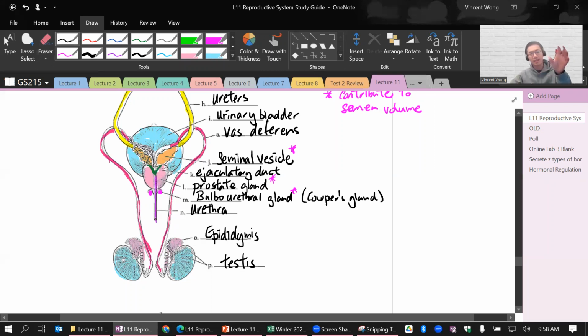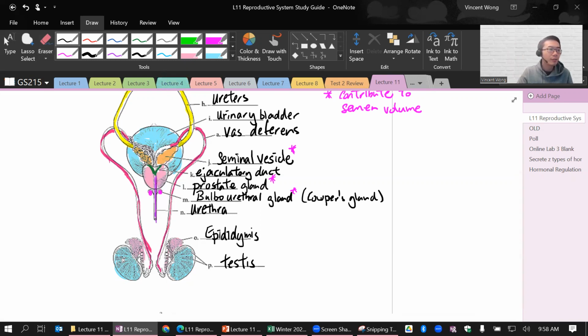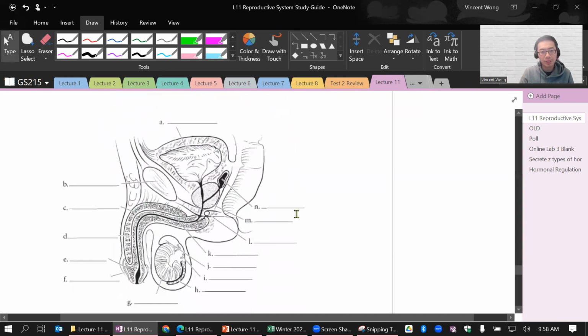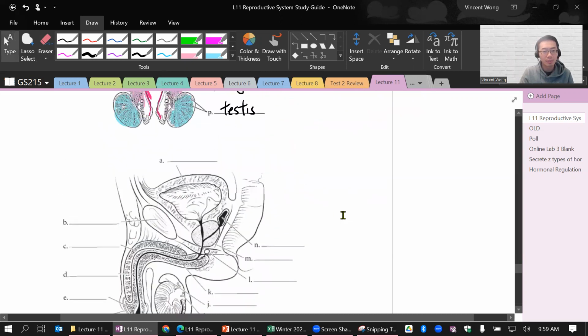prostate. The prostate is like a circular structure. Think of an orange, and then you poke a straw right through it. That's basically what's happening here. So the urethra is passing through the prostate, and then it connects with the urinary bladder behind. So that's the anterior view. I'm going to show you the side view, and hopefully things are a little bit more clear from this perspective.